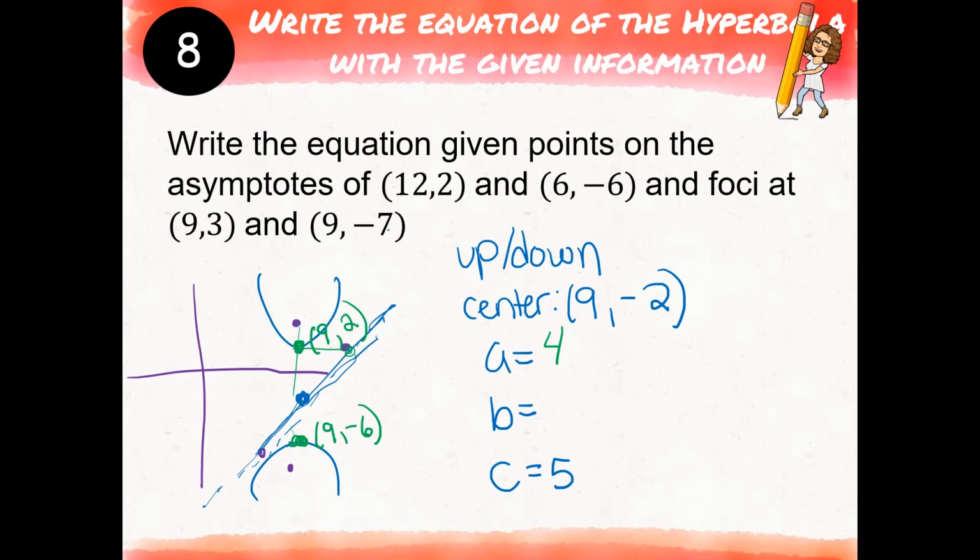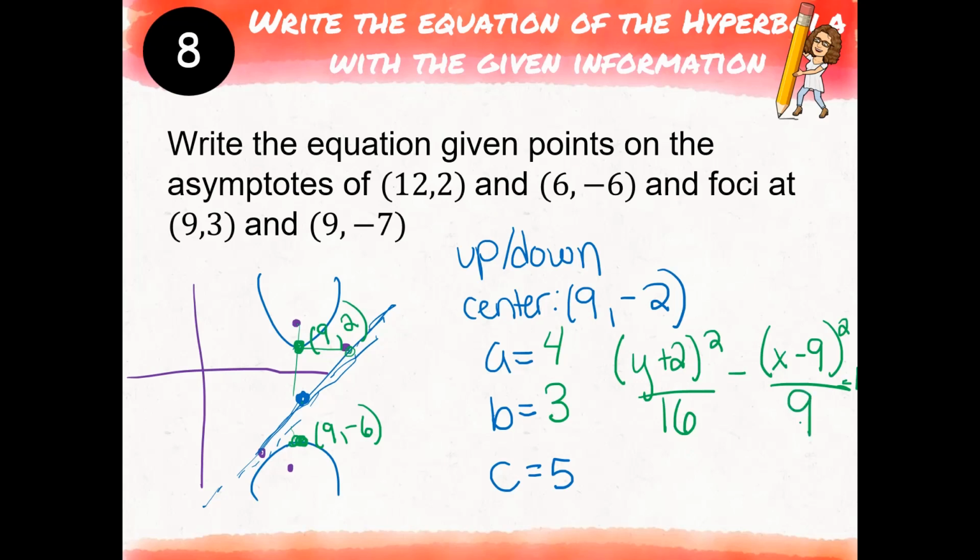Because (9, 2) to (12, 2) is a distance of 3. So now I can write the equation of this hyperbola. Y needs to be first because it is up and down. I'm going to be equal to 1. Just can't see it over there. It's going to be (y plus 2), (x minus 9). A squared is 16, so that's under the first denominator. And then my B squared is 9.